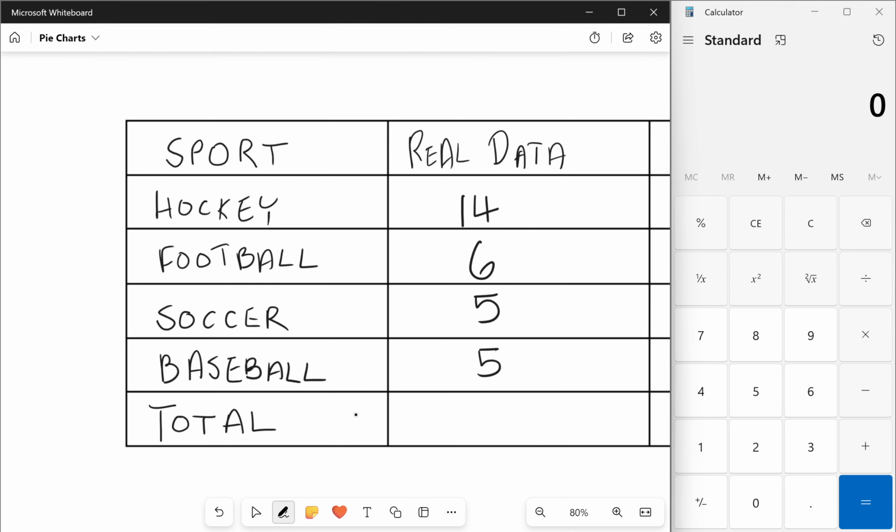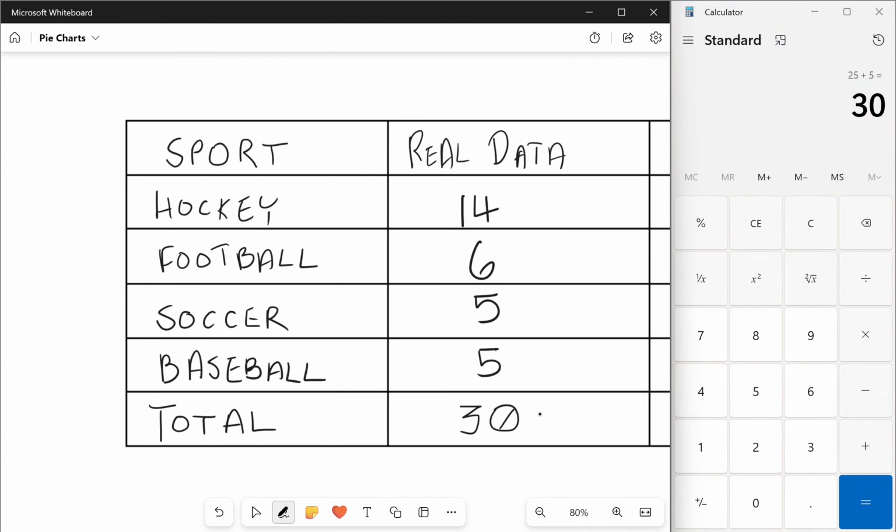Now, beside our sports, we have our individual counts. 14 people liked hockey, 6 people liked football, 5 people liked soccer, 5 people liked baseball. We cannot forget to do our total. So let's add them up. We can use our calculator, we can use our head, but we'll double check with our calculator. 14 plus 6 plus 5 plus 5 gives us 30. We have a total of 30.